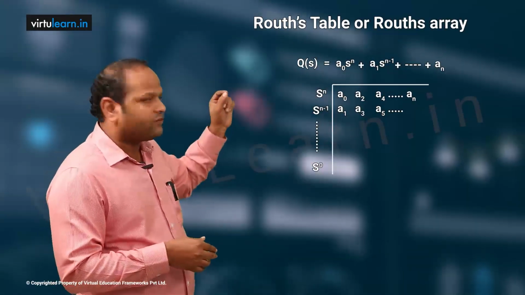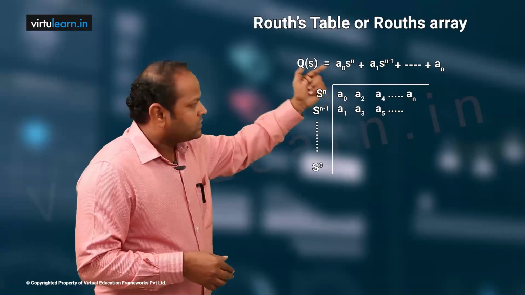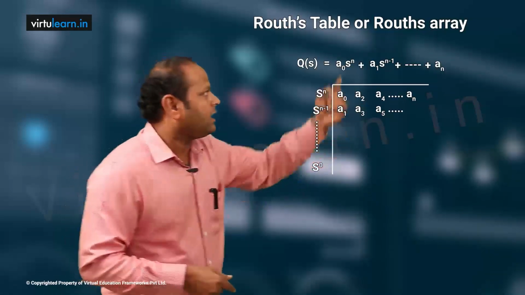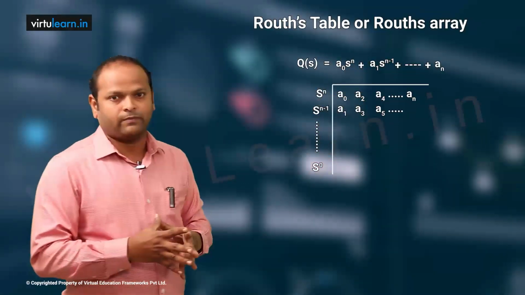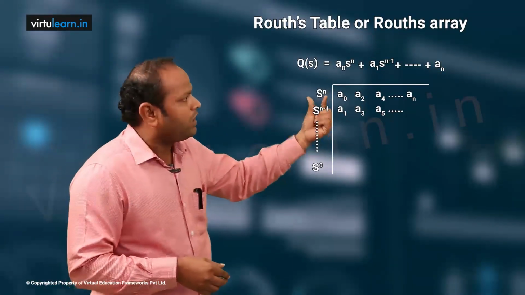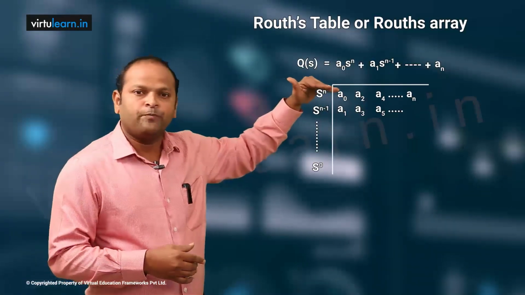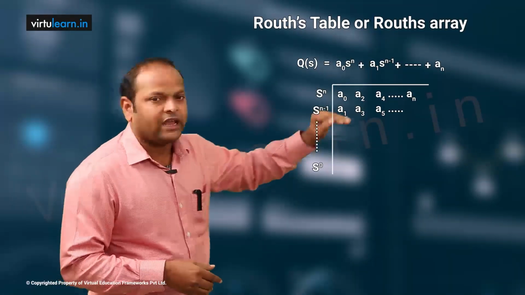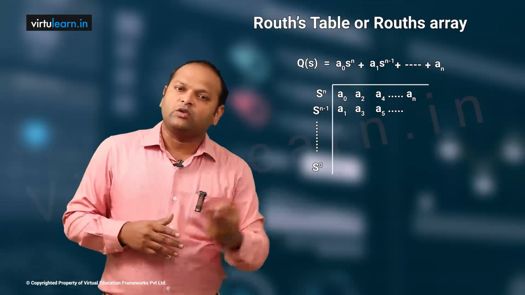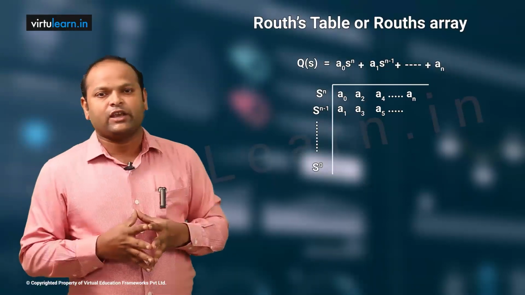Now what are the elements of the first row, the s power n row? We have a naught, then a2. For the second row I have a1, then fill with the next element a3, again a4, a5, a6, a7. Which means you have a naught, a2, a4, all the even coefficients in the first row, and the odd coefficients a1, a3, a5 in the second row. Which means the first two rows of any Routh's array must be filled from the coefficients of the characteristic equation.